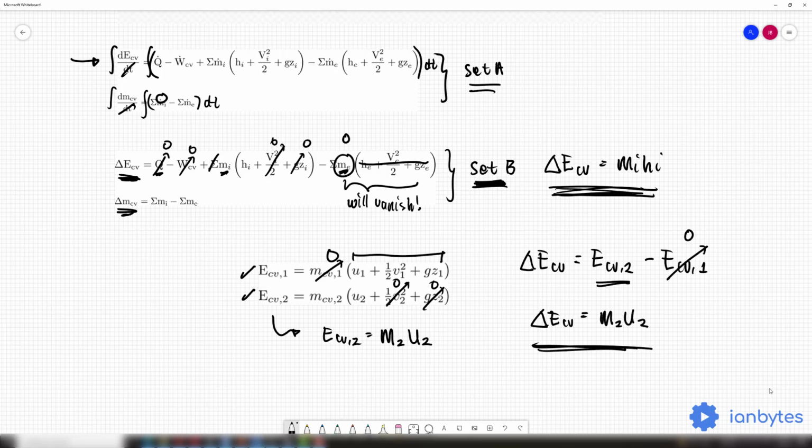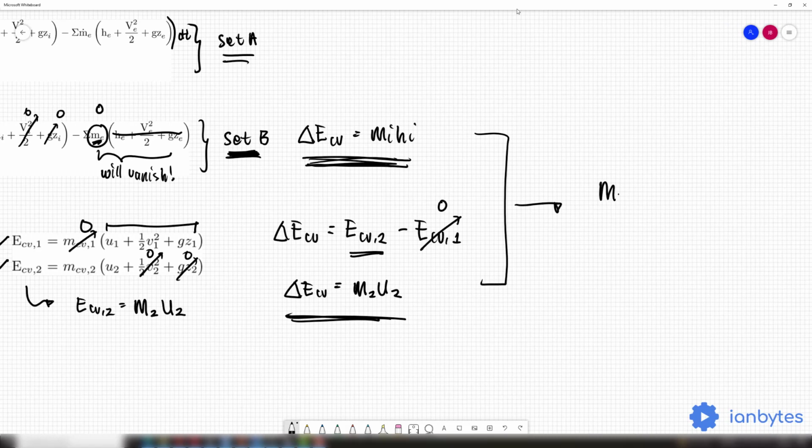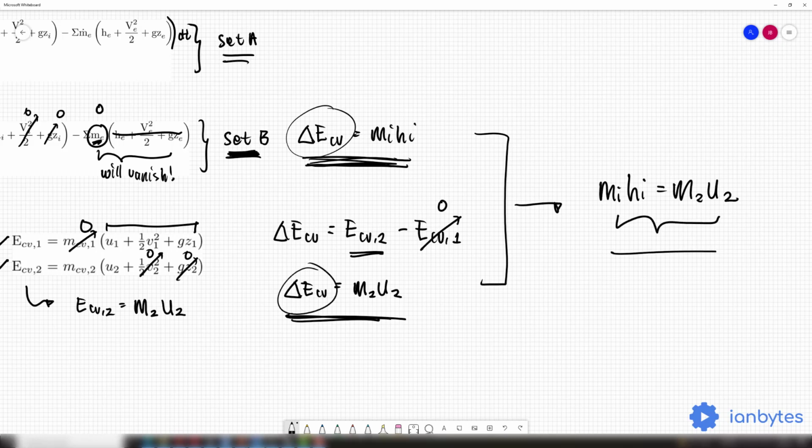Now, take note that we have two expressions for delta ECV, which means that we can further combine these two, giving us MIHI is equal to M2 U2. So, take note na this delta ECV is just equal to this delta ECV over here, so we just equate these two. This is our resulting equation from the energy balance equation.